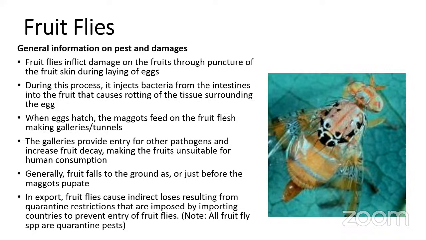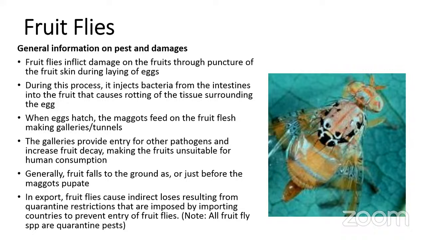The fruit flies inflict damage on the fruits through puncture of the fruit skin during laying of eggs. When the female goes on the fruit, it actually punctures the skin of the avocado and lays the eggs under the skin. It doesn't lay the eggs on the surface. It's actually inside, under the skin of the avocado. During this process, it injects bacteria from the intestines into the fruit that causes rotting of the tissue surrounding the egg. You actually realize that just from the puncturing of the avocado, the damage has already started, because it injects the bacteria which causes the rotting around the egg. Then when eggs hatch, the maggots feed on the fruit flesh, making galleries or tunnels.